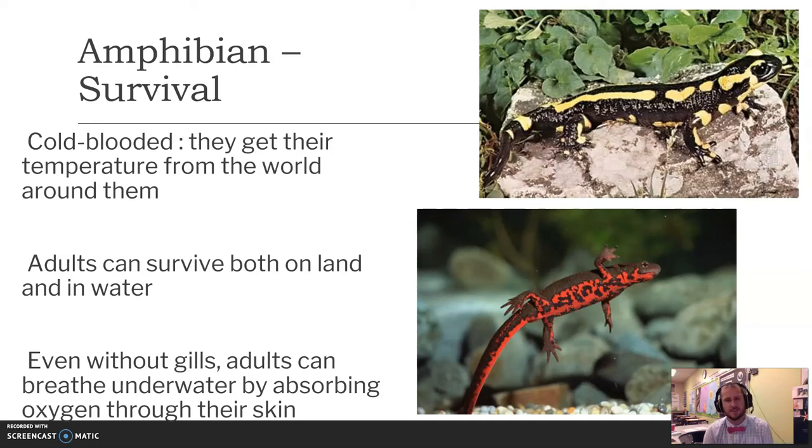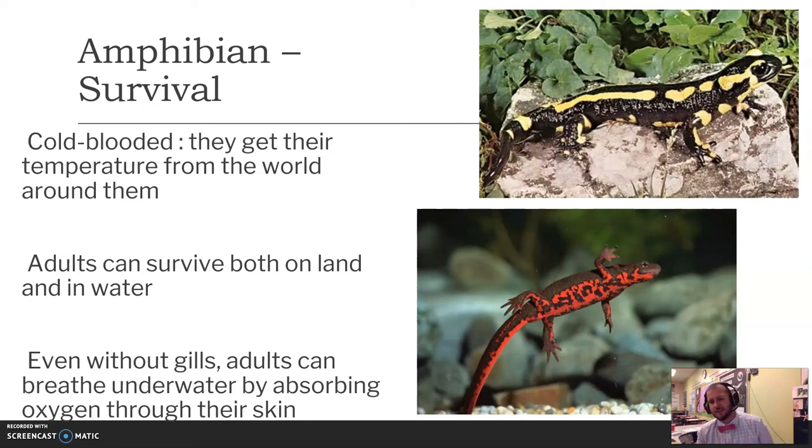Adult amphibians, and this is what I was getting at earlier, can survive on both land and in water. This is one of their many survival techniques. So if they're trying to avoid a land predator, they can move into water. If they're trying to avoid a water predator, they can move up onto land.